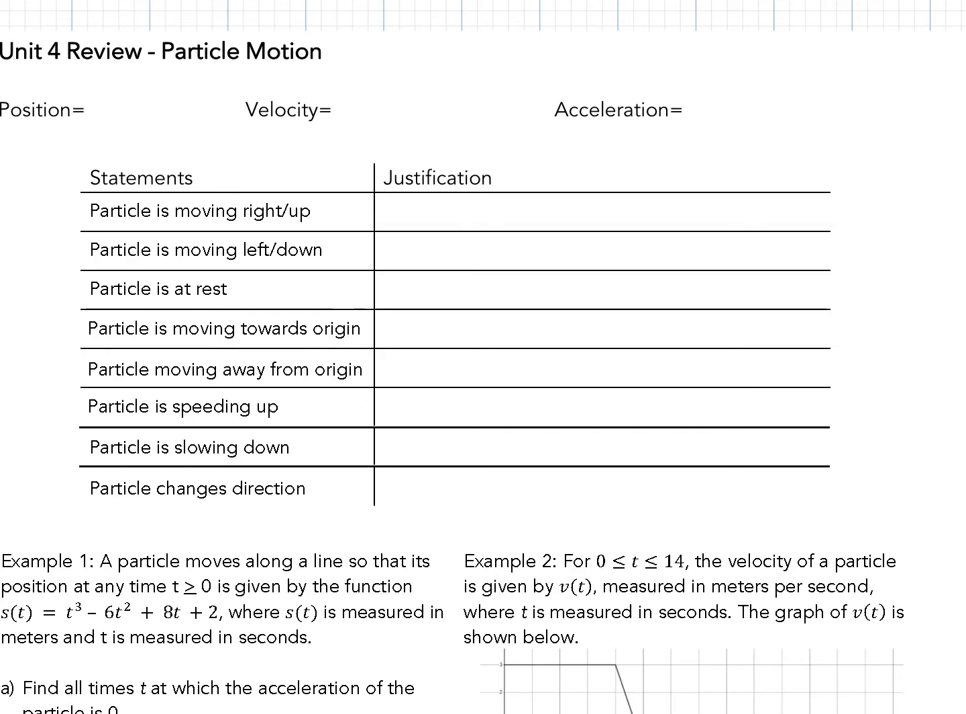All right, for this review module, we're going to go over particle motion, so specifically position and velocity and acceleration, how they relate to each other using derivatives, but the most important part is going to be how to do your justification. That's where you're going to get your points. All right, so let's start with position.